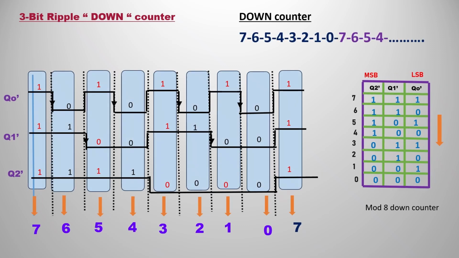For simple understanding, I have drawn boxes also, you can observe there. The first 3 correspond to 7, the next 3 correspond to 6, the next 3 to 5, like that. The whole square pulses according to Q0 bar, Q1 bar, Q2 bar give our down counter. So basically it is going from 7 to 0, and again starting from 7 to 0, continuously going, and we can say this is a mod 8 down counter.